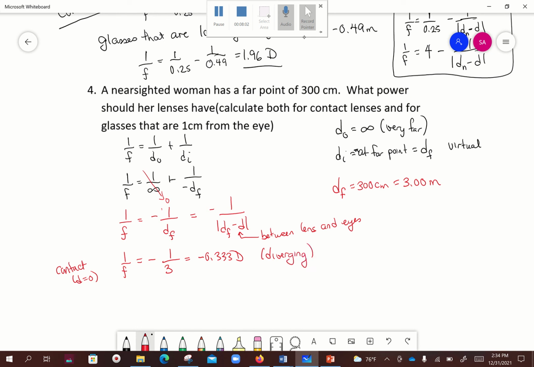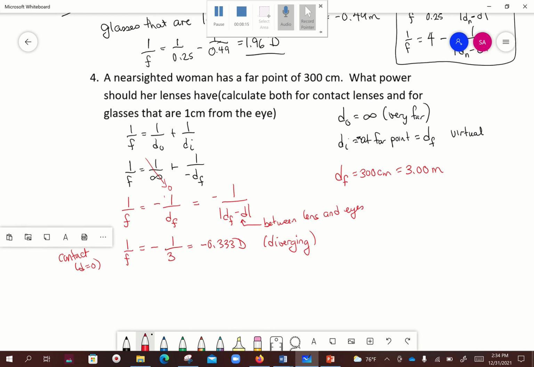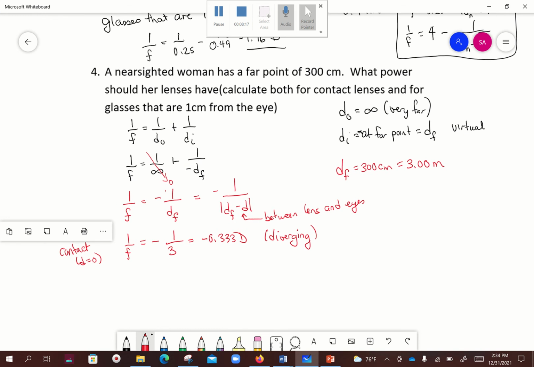Most people who are younger who wear glasses are nearsighted. If you look at your glasses, if you're nearsighted, you'll see that they're wider at the edge than they are in the middle. That's a diverging lens. That tells you that you're nearsighted.